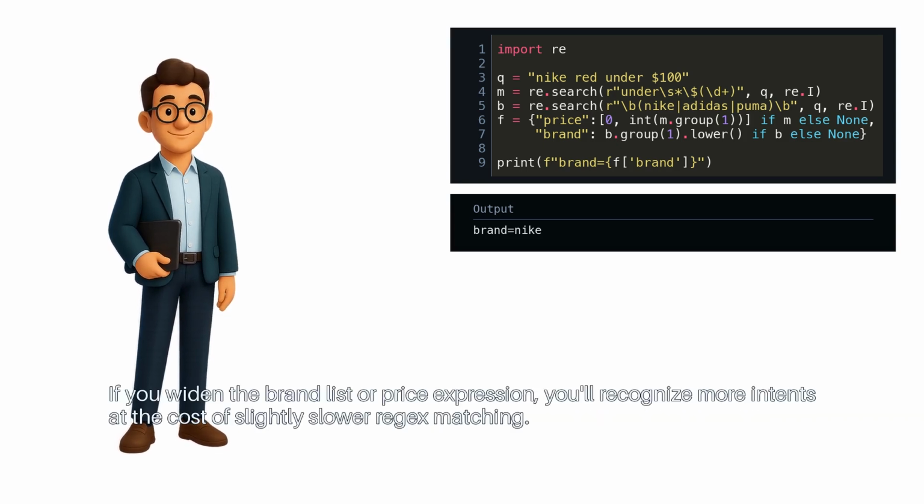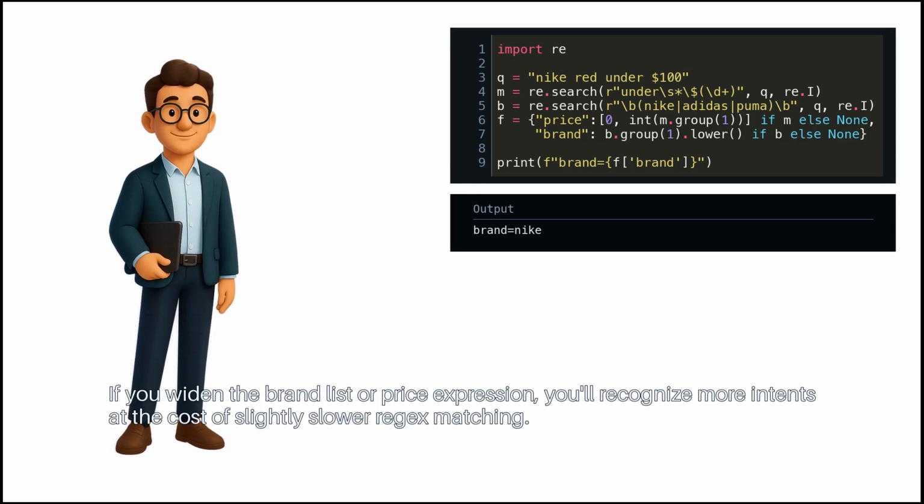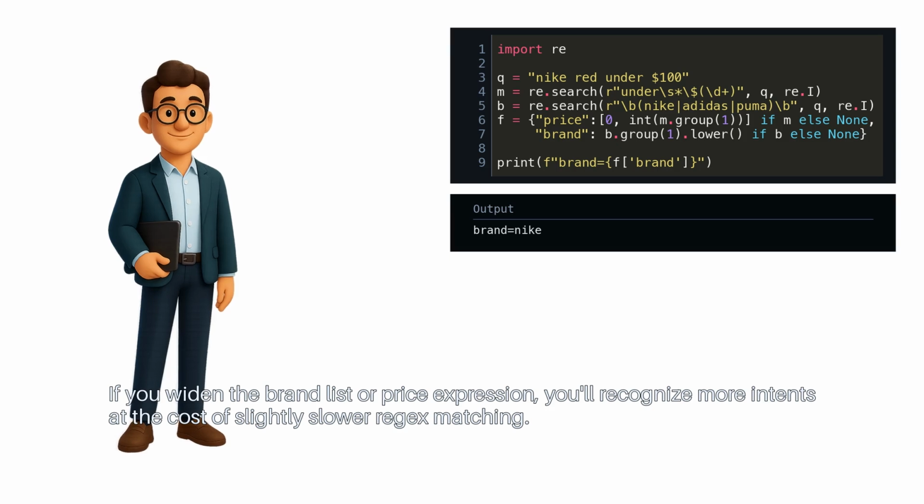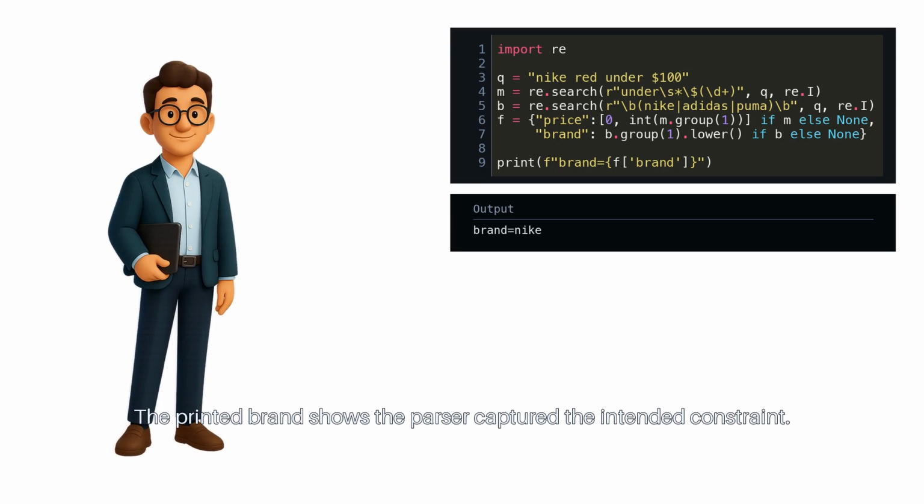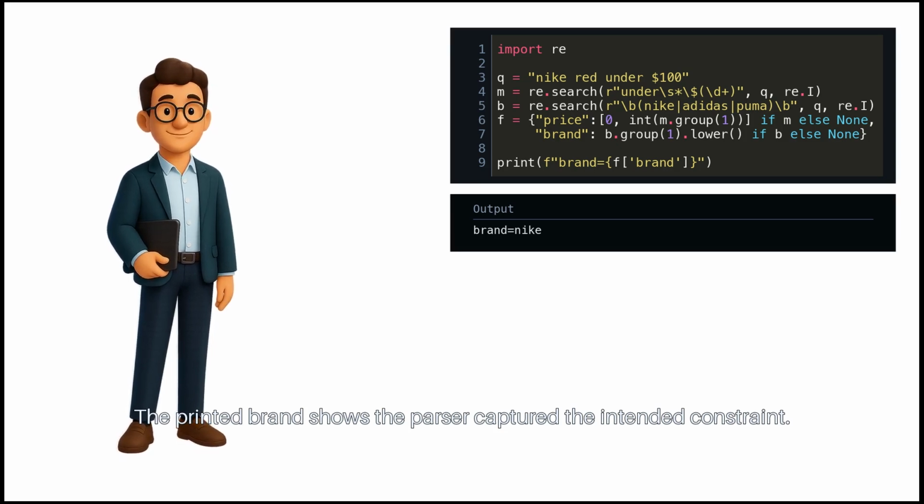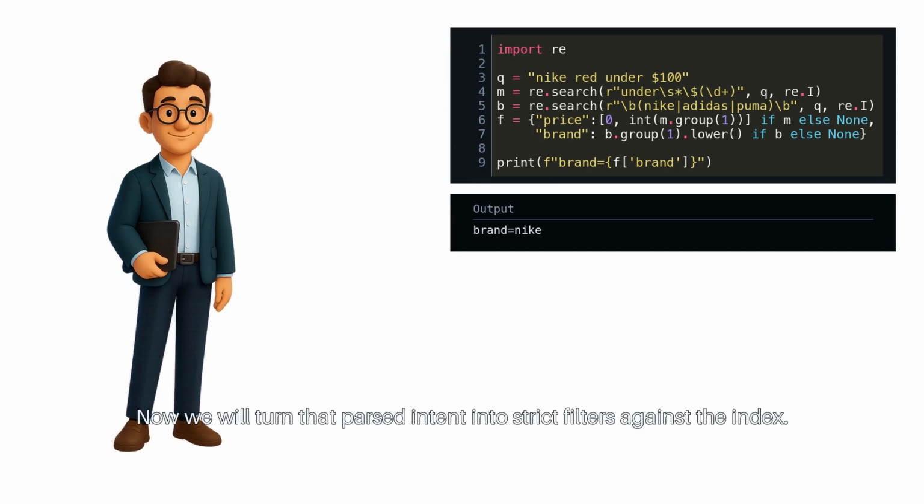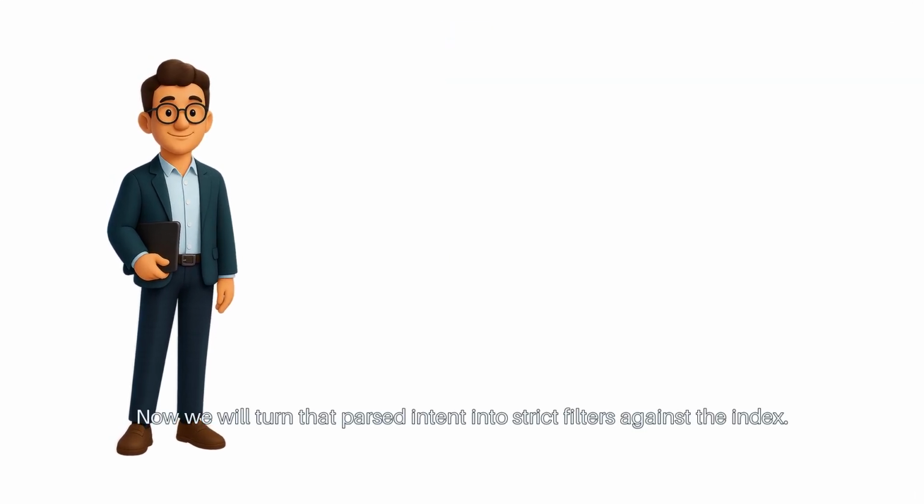If you widen the brand list or price expression, you'll recognize more intents at the cost of slightly slower regex matching. The printed brand shows the parser captured the intended constraint. Now we will turn that parsed intent into strict filters against the index.